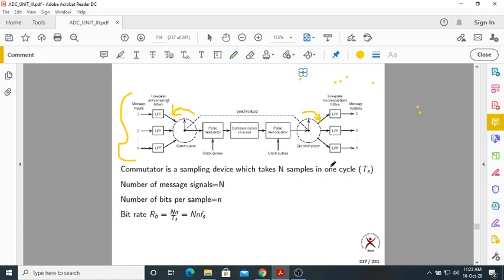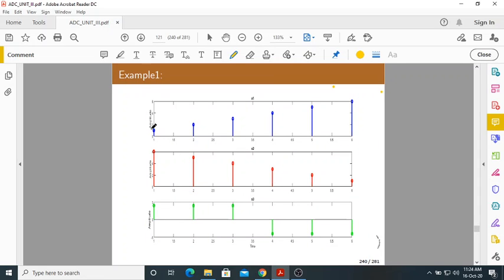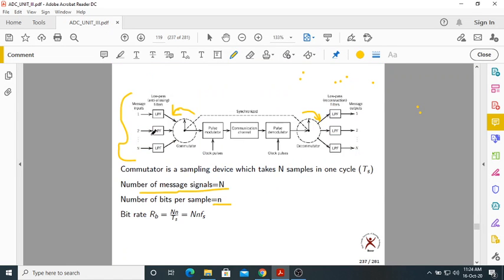This is nothing but reconstruction, the sampling, something like reconstruction. In between we have modulation and demodulation. The number of message signals is equal to capital N. We want to multiplex capital N signals, and the number of bits per sample is small n. We will quantize the samples using an encoder having small n bits, so each and every sample will be quantized using small n bits.